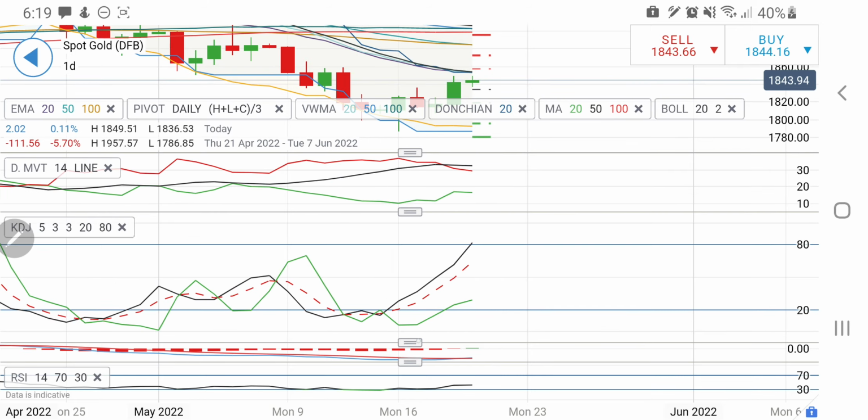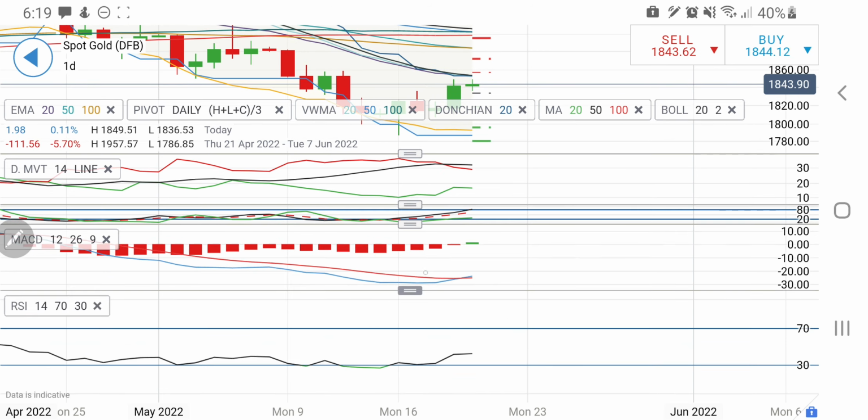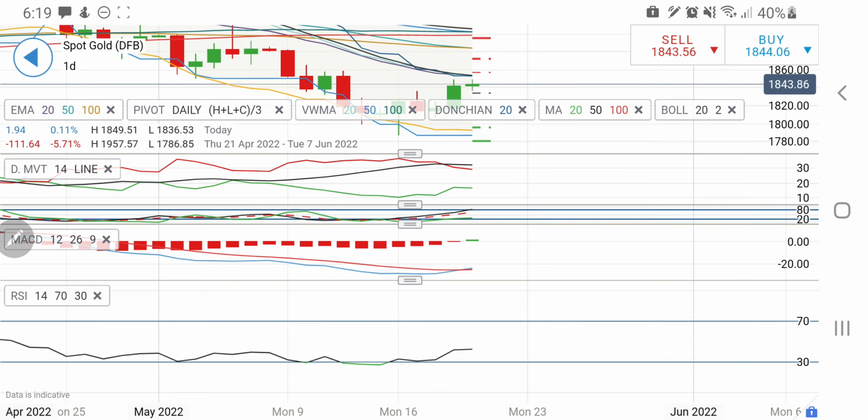Trying to converge here. Stochastic near to overbought levels. MACD has just crossed over and is still on the buy side. This is the first green candle. I'll be watchful of whether it sustains this level or not, whether it sustains in the bullish zone or not. RSI looking upward. So considering this, very simple, the strategy is to go long above 1850.